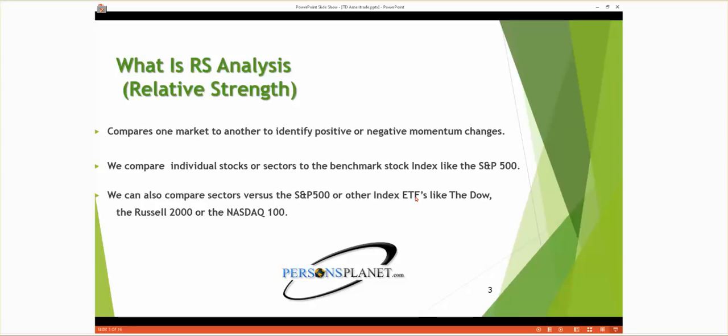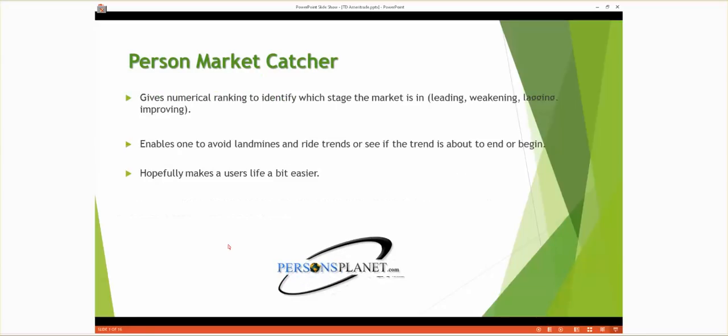If so, then that's exactly what looking and comparing the performance with the S&P, the Dow, the Russell, or the NASDAQ 100 is for. So, with that said, the PMC, the Person's Market Catcher, let's just go through this first and foremost from an educational standpoint, and then we'll see if we have questions after. I'm sure in the next few slides we will be able to help you locate it.